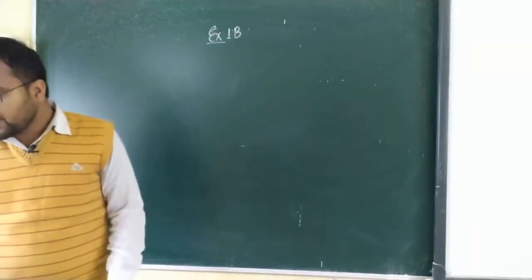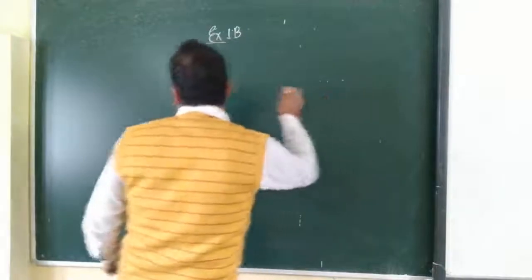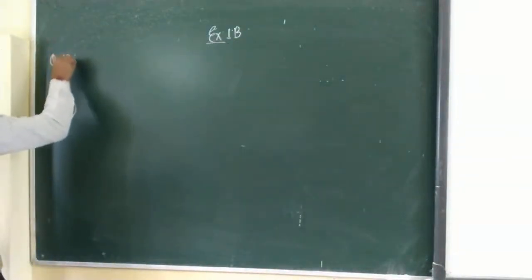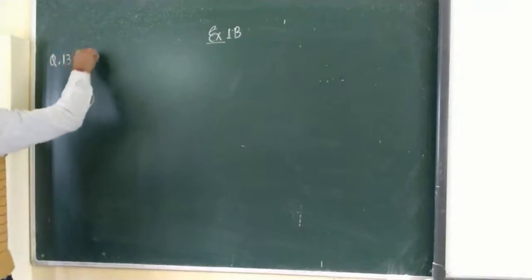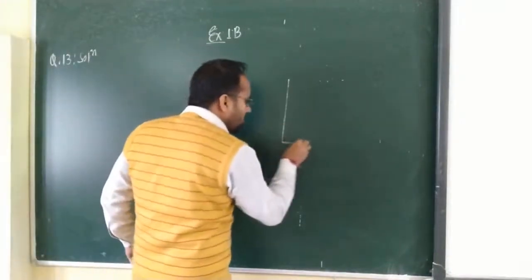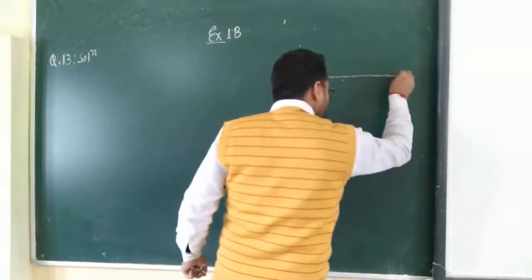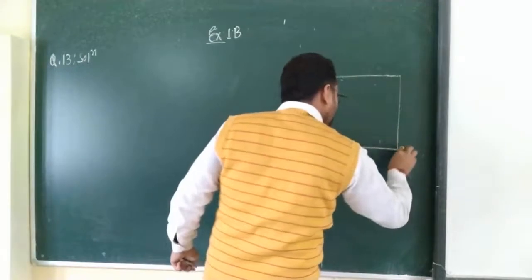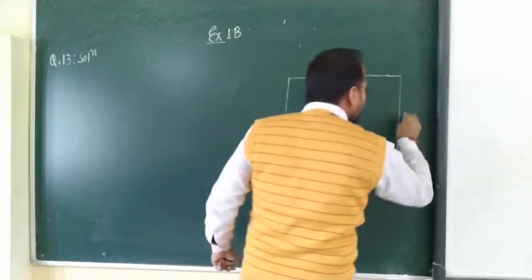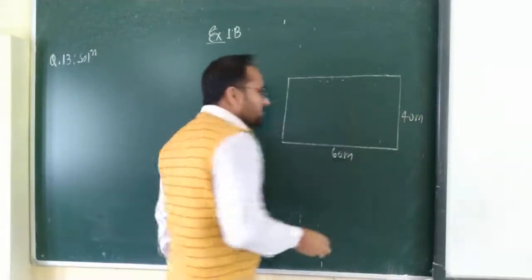Okay, a rectangular garden is 60 meter long and 40 meter wide. So this is your question number 13, students, and it's a good question. See the figure. It's very important to make the figure of the given solution. This is 60 meter and this one is 40 meter wide. It is a garden.